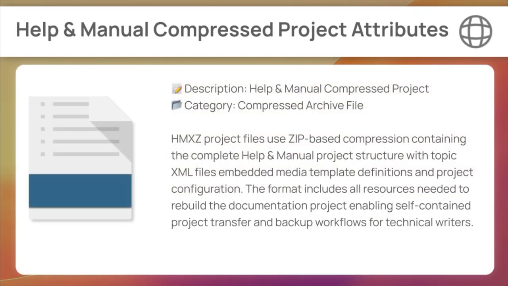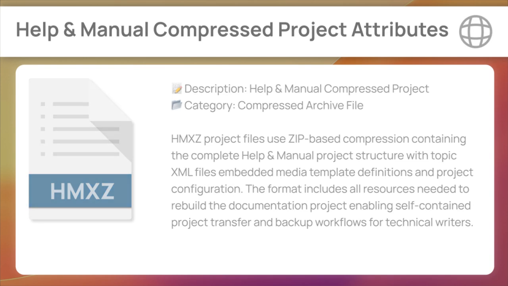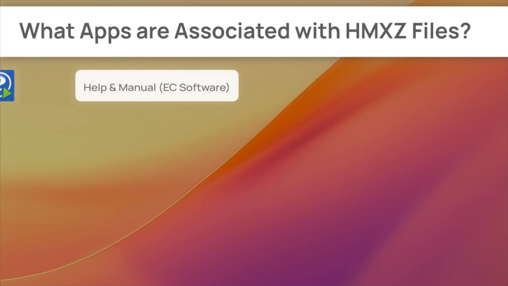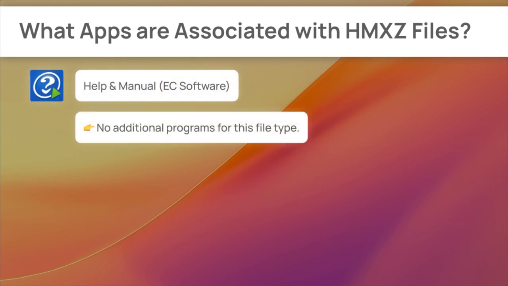HMXZ project files use zip-based compression, containing the complete Help and Manual project structure, with topic XML files, embedded media, template definitions, and project configuration. The format includes all resources needed to rebuild the documentation project, enabling self-contained project transfer and backup workflows for technical writers. The preferred application for managing the HMXZ file is Help and Manual from EC Software.